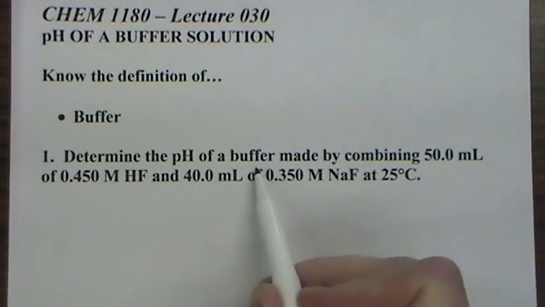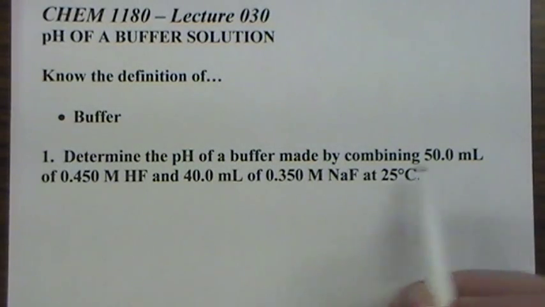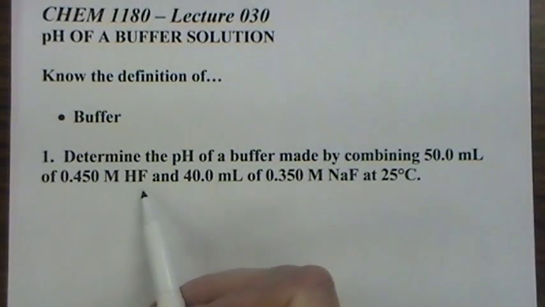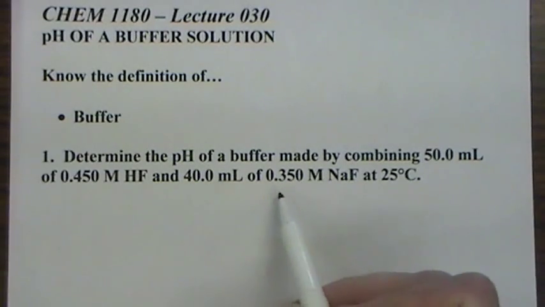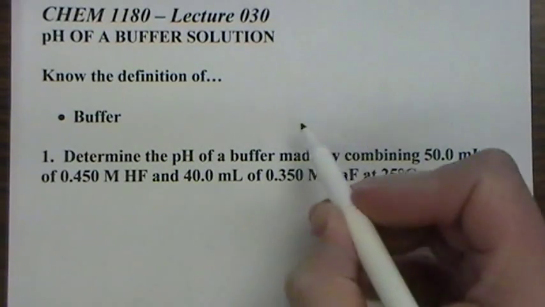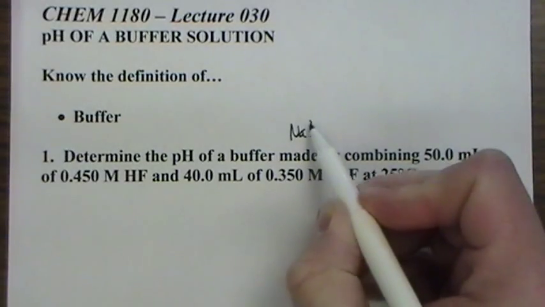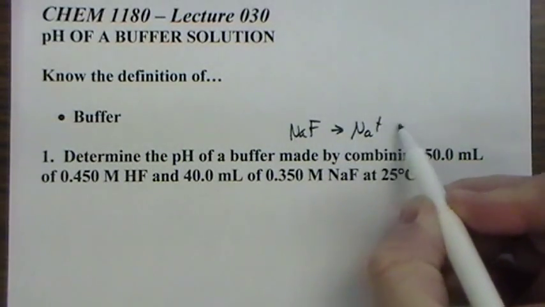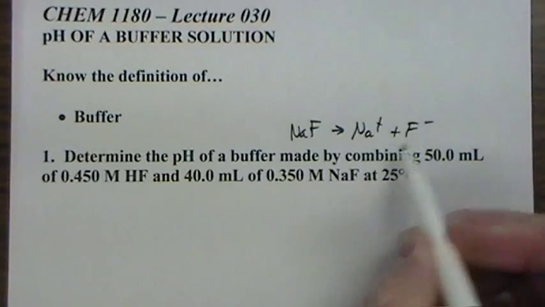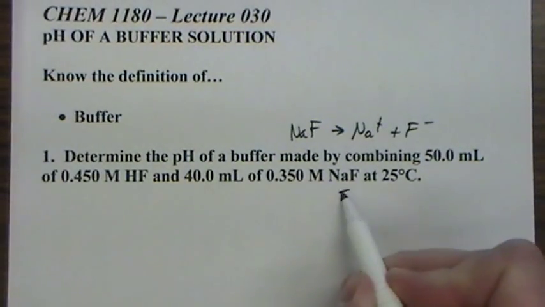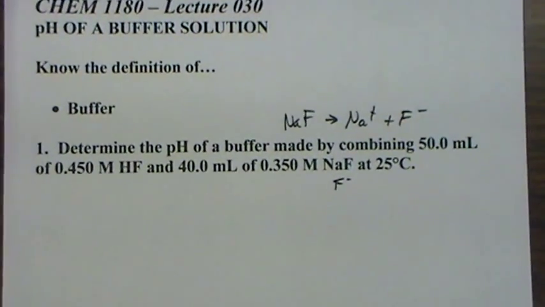So you determine the pH of a buffer made by combining 50 mL of 0.45 molar HF and 40 mL of 0.35 molar NaF. And that breaks up into Na+ and F-. This is the conjugate base of the HF. So this is all we're interested in, is that F-.